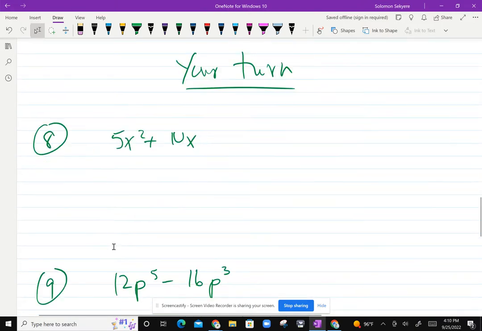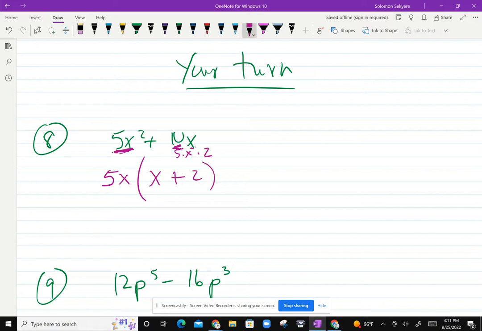So your turn. How would you factor out 5x squared plus 10x? What is common? Look at the numbers and find the greatest common factor of 5 and 10. We know it's 5. What about x squared and x? What is the greatest common factor? We have 2 x's here, only 1 x there. So it's only 1 x that's common to both. We take it out. When we take out 5x out of 5x squared, what's left? x. And when we take out 5x out of 10x, what is left? 2. We're done.